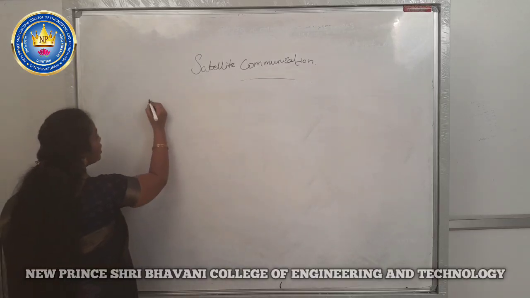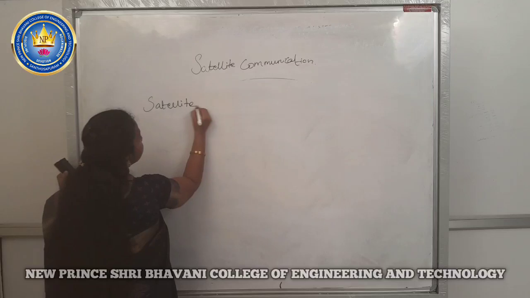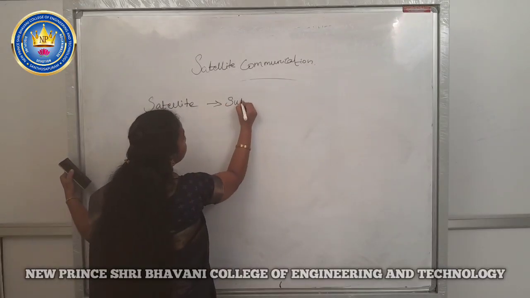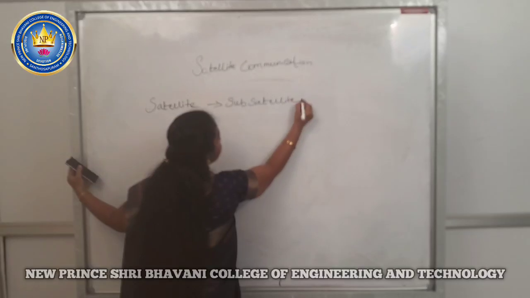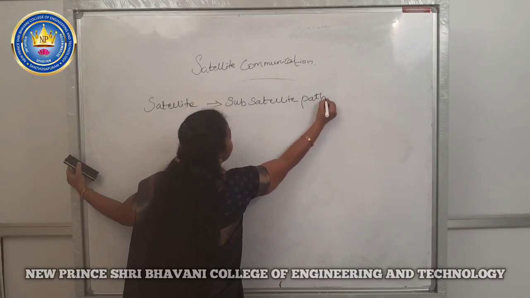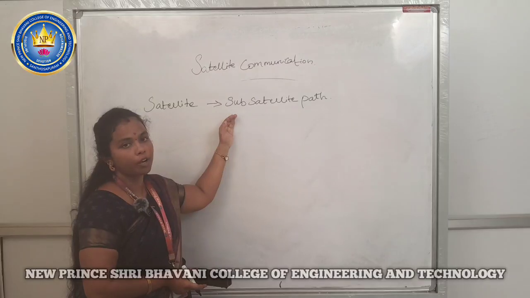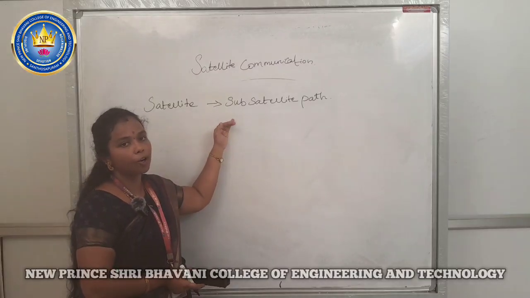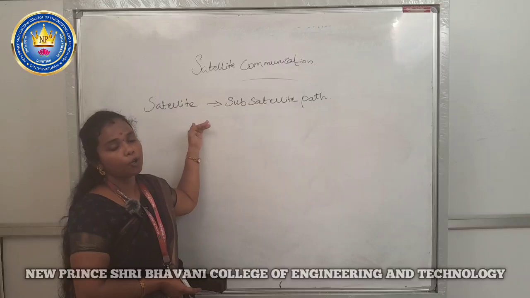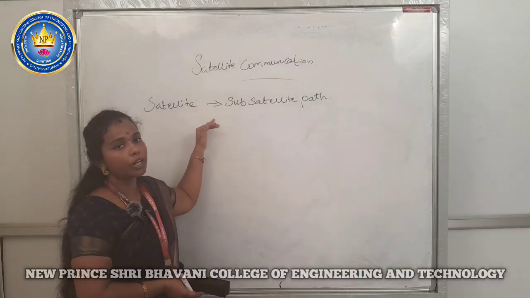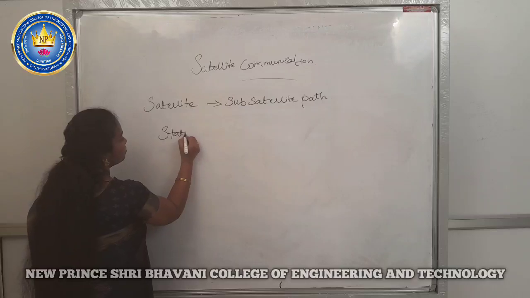First, the satellite is located in the sub-satellite path. Then we move on to the satellite in the orbital position. We must keep that satellite in the geostationary earth orbit, and only in that condition can we communicate from the transmitter to the receiver. Then we move on to station keeping.